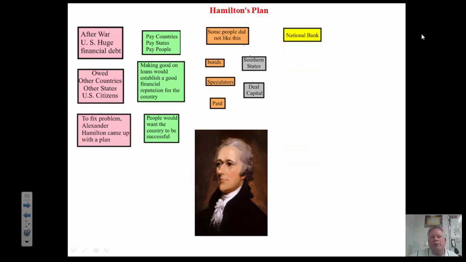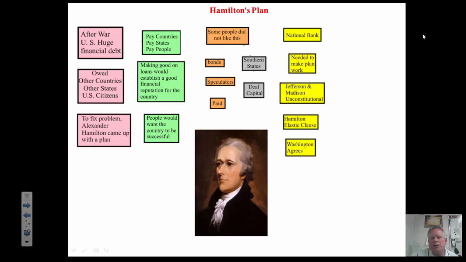So the next part of his plan, he thought he needed a national bank to make his plan work. And Jefferson and Madison thought this was unconstitutional. Nowhere in the Constitution does it say you can create a national bank. Well, Hamilton said, nowhere in the Constitution does it say that I can't create a national bank. So he used the elastic clause to justify his bank. Washington agreed, and he got his bank.